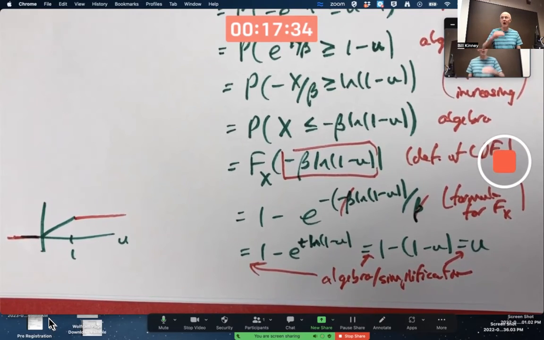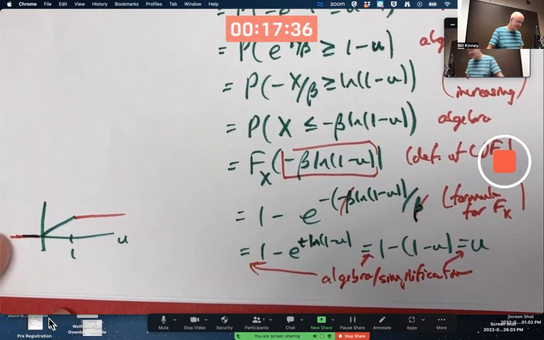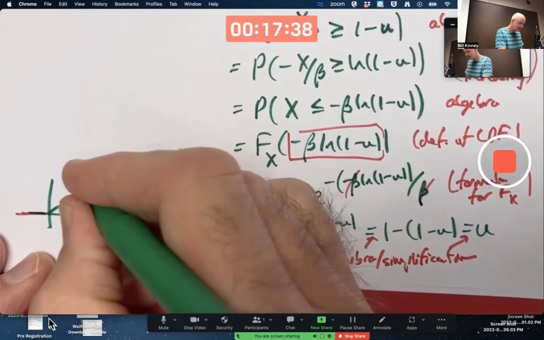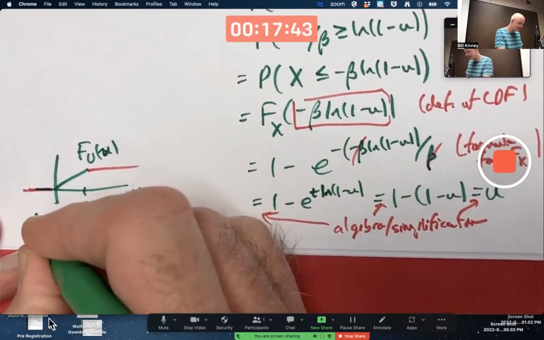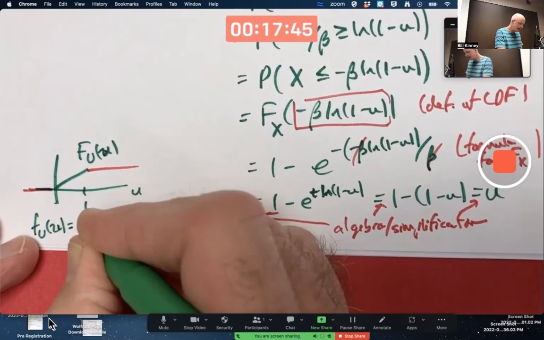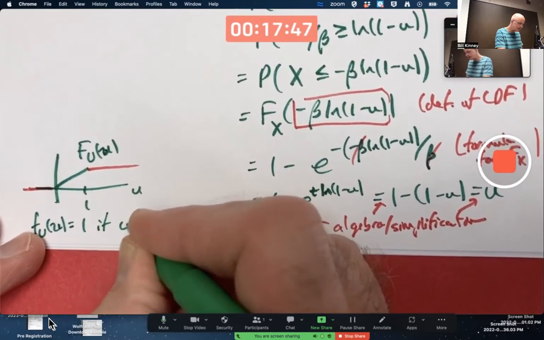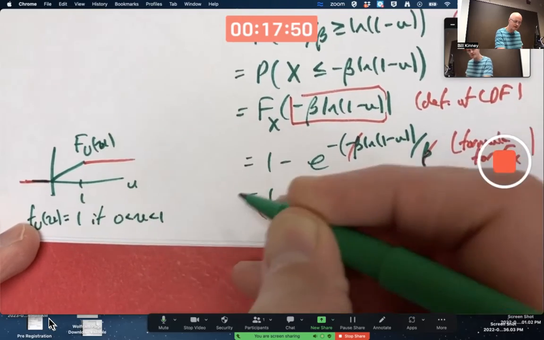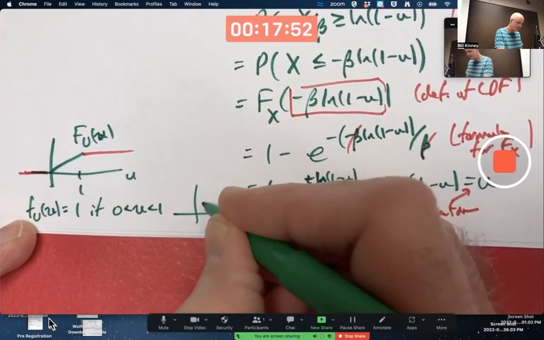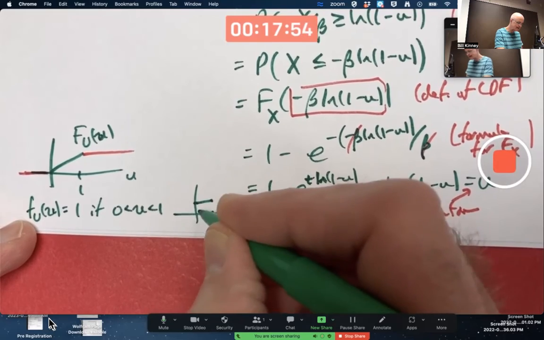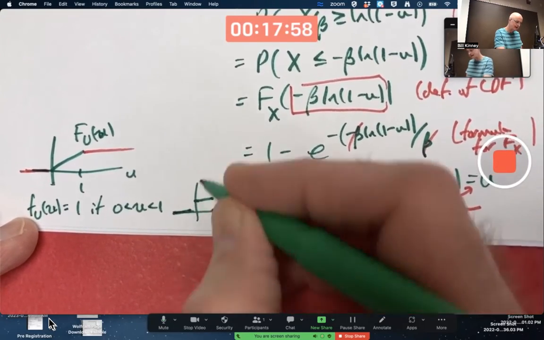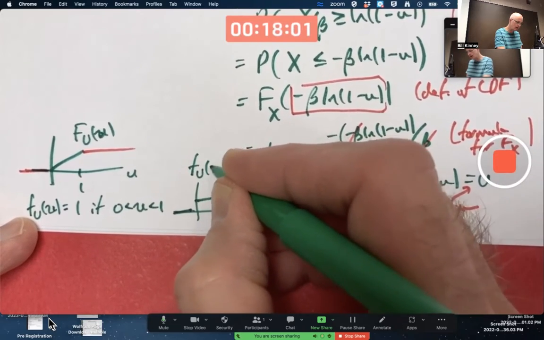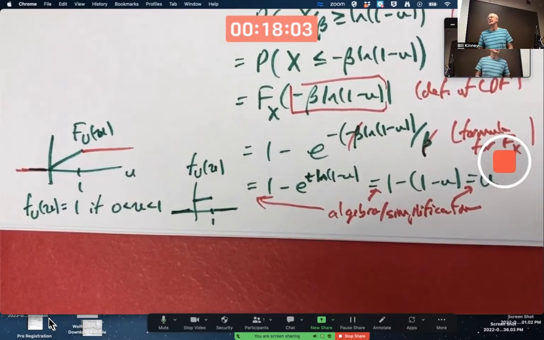Its derivative is always 1. This is capital F sub U of U. Its derivative is its PDF. It equals 1 if U is between 0 and 1. The PDF looks like this. 0 otherwise. That's little f sub u of little u. Uniform distribution, how about that?